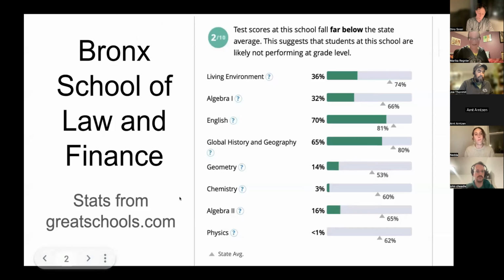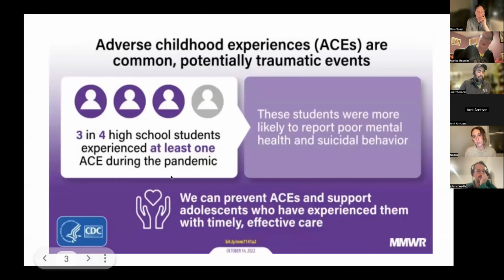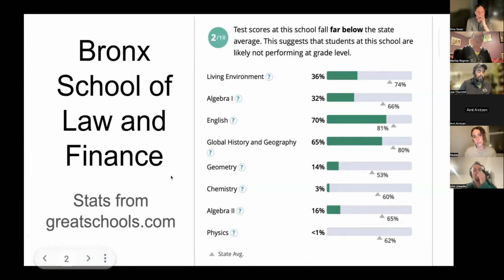Okay, so I just got this from Great Schools. The DOE website doesn't have much, because of COVID, they don't have many statistics.